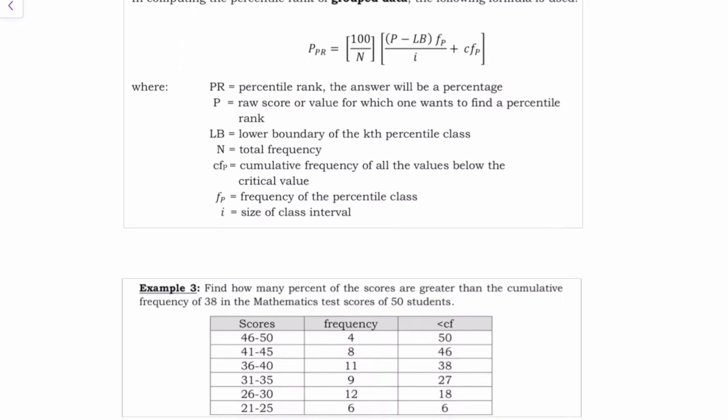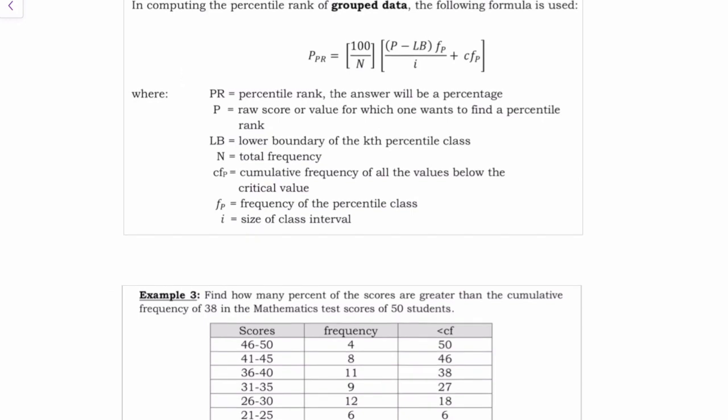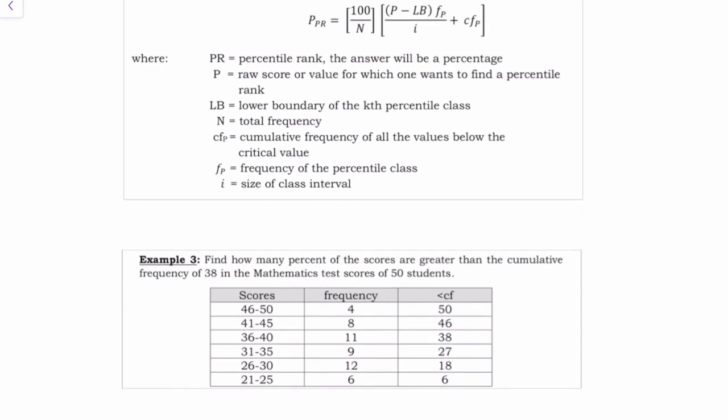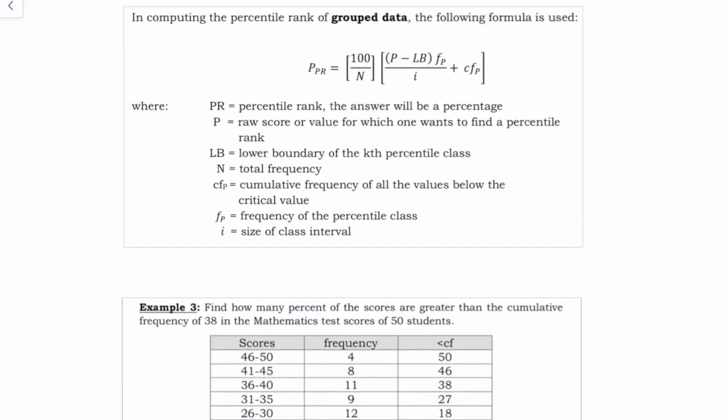And P is equal to the raw score or value for which one wants to find a percentile rank. LB again is the lower boundary, and n is the total frequency, and the CFP is similar to what was discussed in a previous video, the CFB. But in this case, it is denoted as CFP, which is the cumulative frequency of all the values below the critical value. FP, again, is the frequency, and i is the size of the class interval. Now, to better understand how to use this formula, let us have an example.